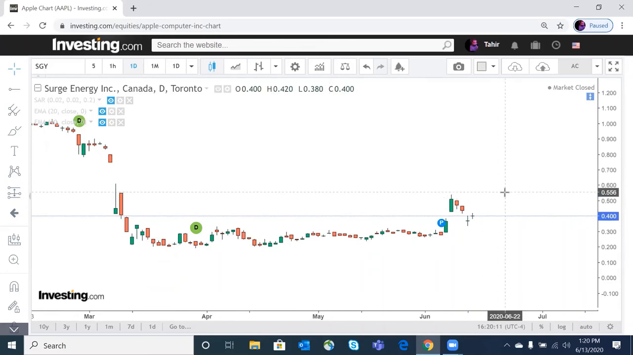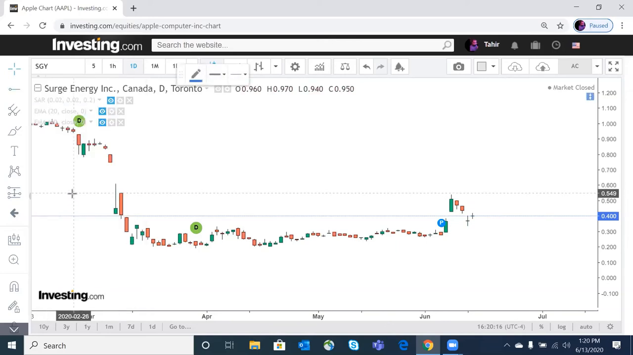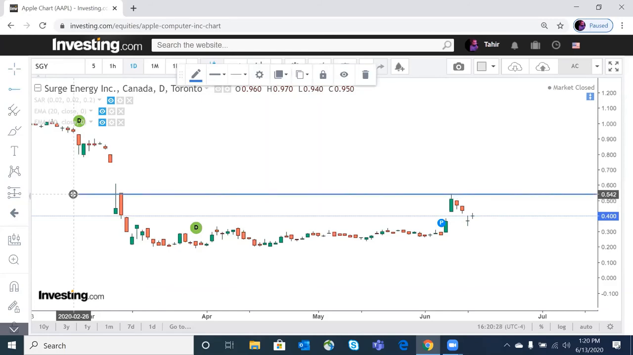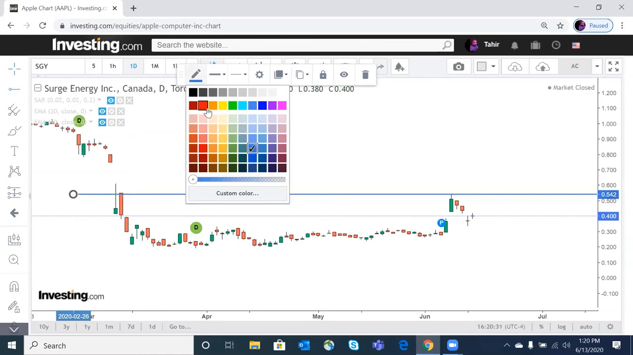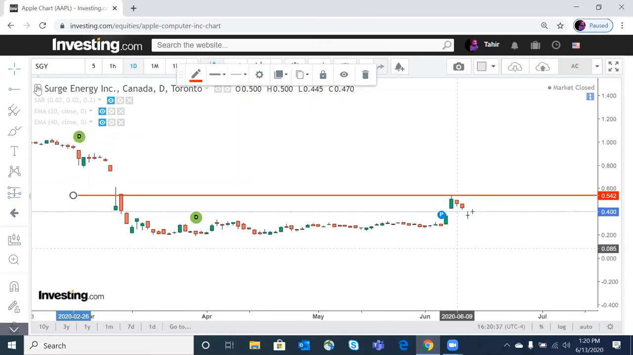Sure Energy support level, resistance level. You can say this is not a very strong one, but it has shown a resistance. You can say at this level, a weaker one though, because here we have a wick, not a closing, and here we have the opening price. And then the support level.